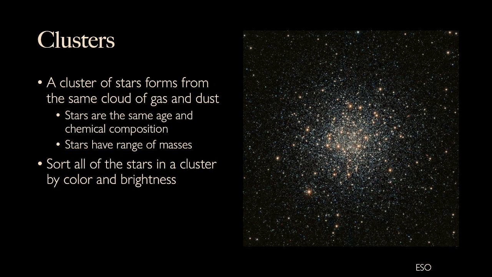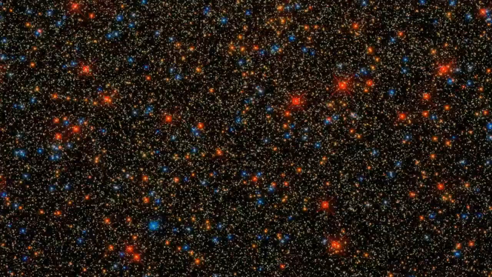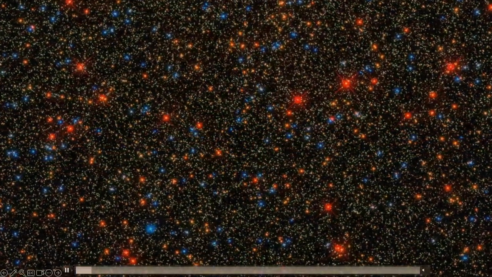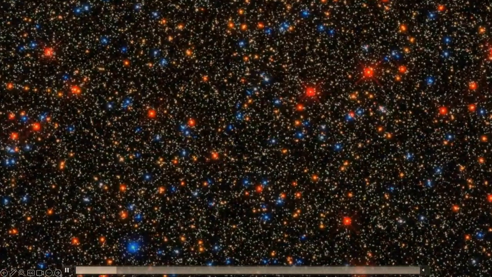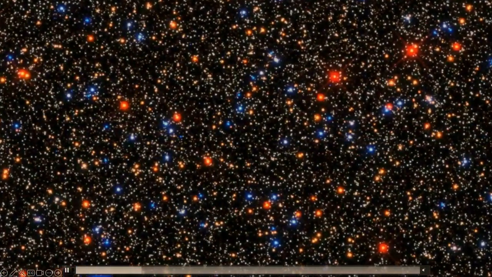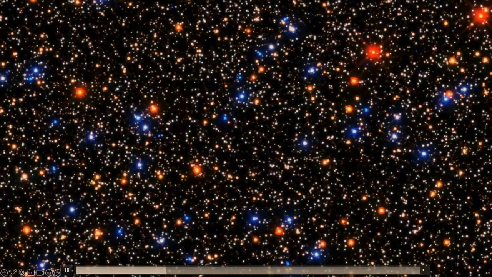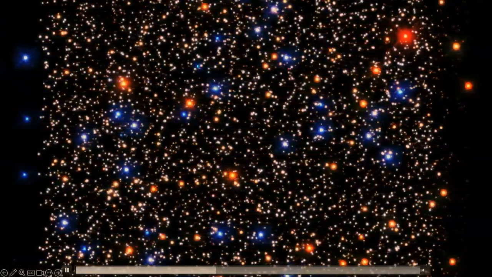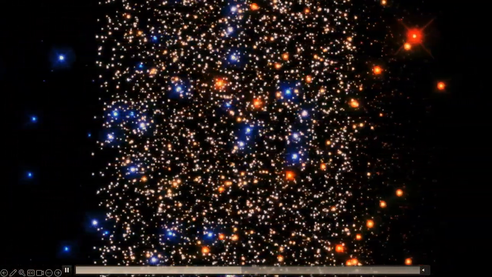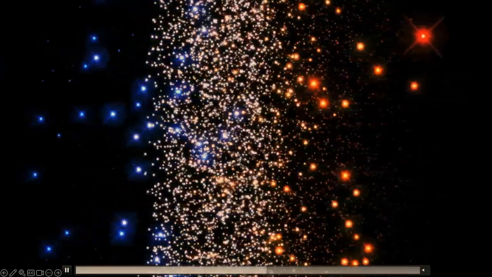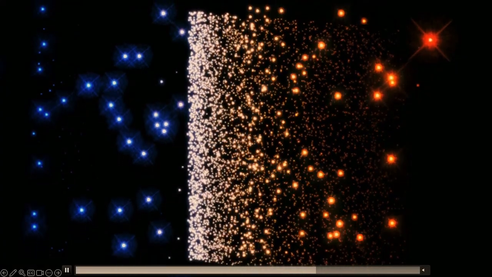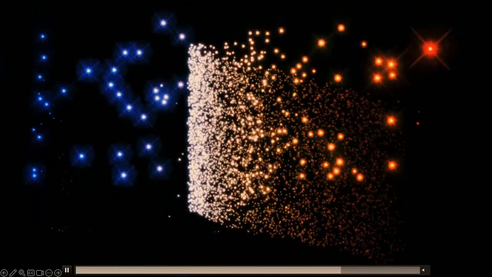So one thing we can do to start looking at patterns is maybe we could sort all of the stars in a cluster by color and brightness. So here's just a movie doing that. So this is a very zoomed in picture of a globular cluster, again, million stars or so. And the European Space Agency put together this video. So they first sort all of the stars by color. The bluest, hottest stars on the left, the coolest, reddest stars on the right. We can then start to sort them by brightness. Brighter stars up top, fainter stars at the bottom.